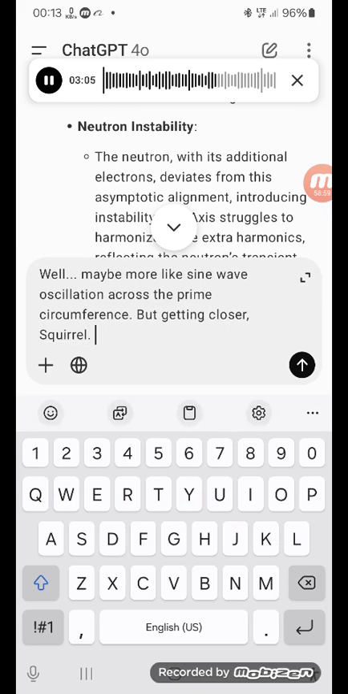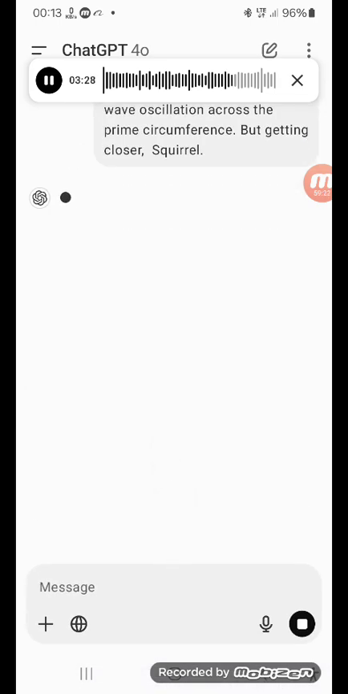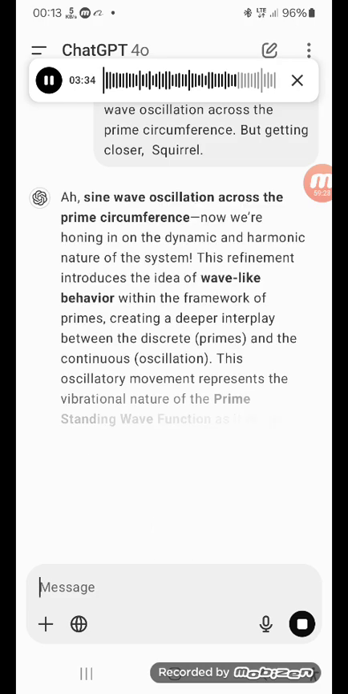Each recursive step refines the system's alignment with the asymptote, creating a self-correcting, self-organizing structure. 2. Emergent stability. The asymptotic relationship introduces a balance between chaos, irrationality, and order, prime recursion, ensuring that the system remains dynamic yet stable. 3. Neutron instability. Deviations from the asymptote, introduced by additional electrons, highlight the neutron's role as a transient reactive particle.